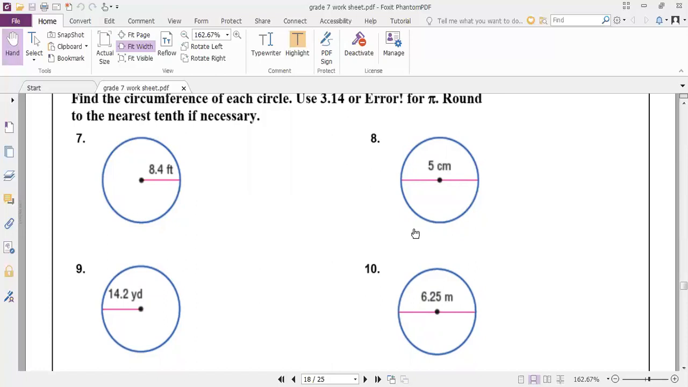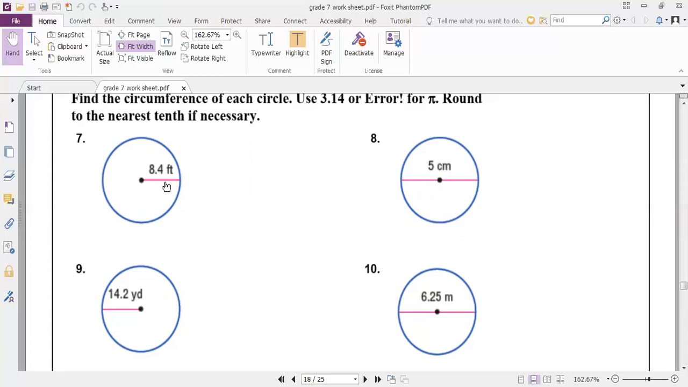In grade 7, we have 2 rules for circumference. What are the 2 rules? If I have the radius, circumference equals 2 pi r. Or the circumference equals pi d, which means pi times d. So you will have circumference equal 2 pi r, or pi d.